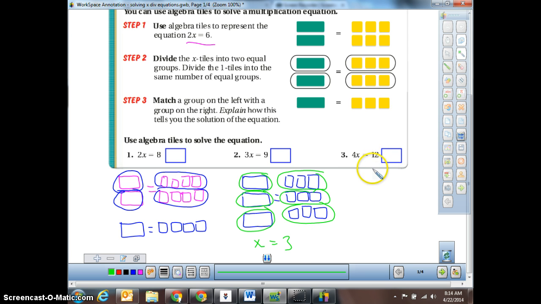Can we do this one without the algebra tiles? Yeah. Remember, we split it in half. We want to divide by 4, and I turn them into fractions then because that's a shortcut for division. So 4x divided by 4 leaves you with x. 12 divided by 4 leaves you with 3. Therefore, x equals 3. Good job.